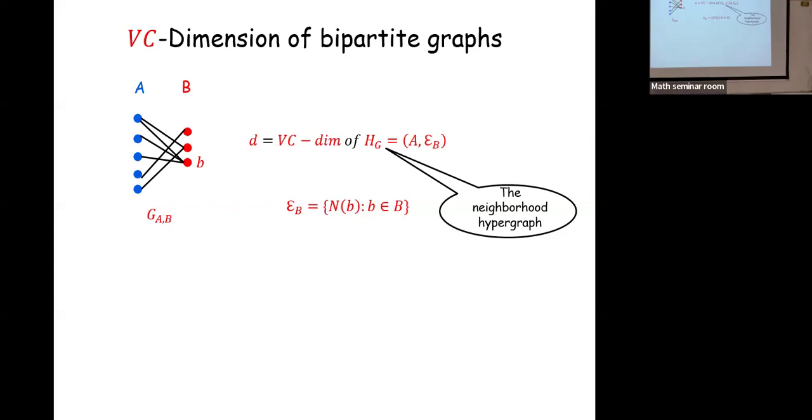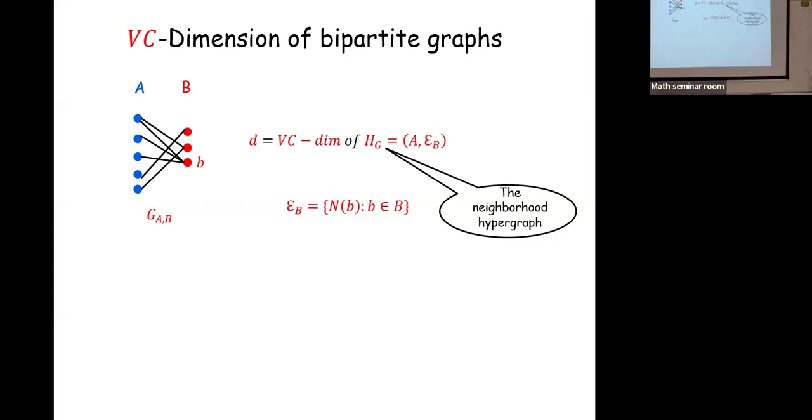what are examples of bipartite graphs with VC dimension at most 3? What are the bipartite graphs with VC dimension 2, 3? The incidence between points and lines, for example, such bipartite graphs have VC dimension 2, right? Yeah.